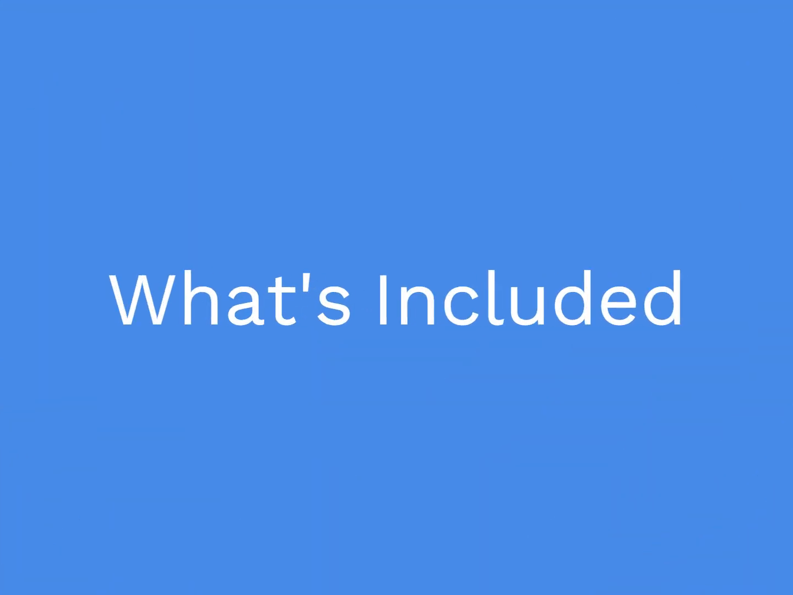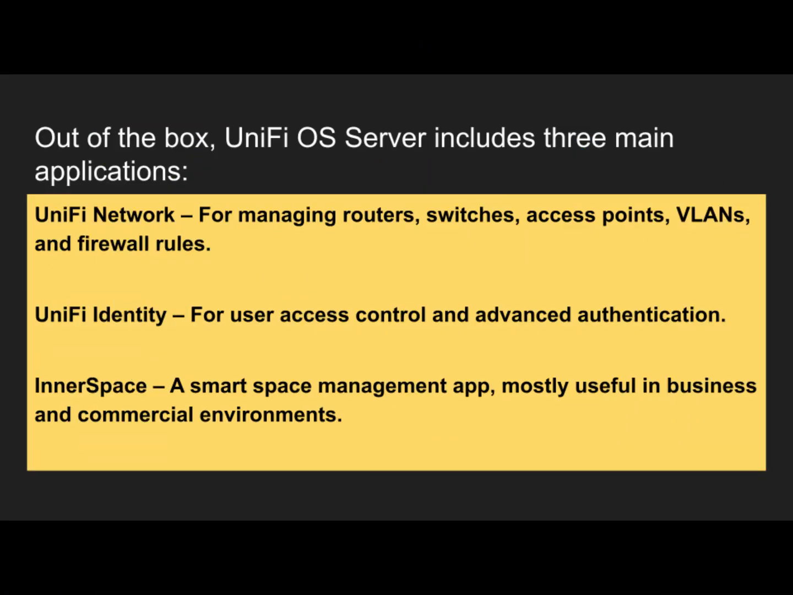So, what do you actually get when you run UniFi OS Server? The three core applications included out of the box are UniFi Network, UniFi Identity, and a newer platform called InnerSpace. The network app is the one you're probably most familiar with. It's where you manage your switches, routers, access points, VLANs, Wi-Fi settings, firewall rules, and much more. UniFi Identity adds advanced access management and user login controls, which is great if you're running a business, an office, or even a shared home setup.